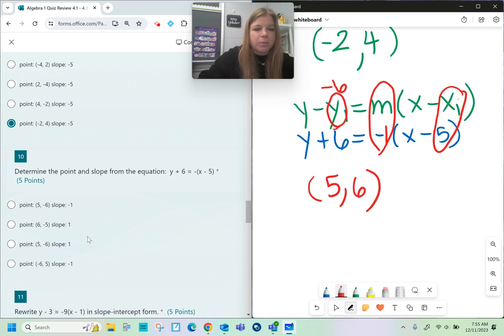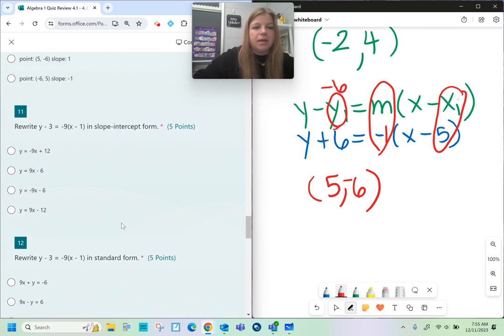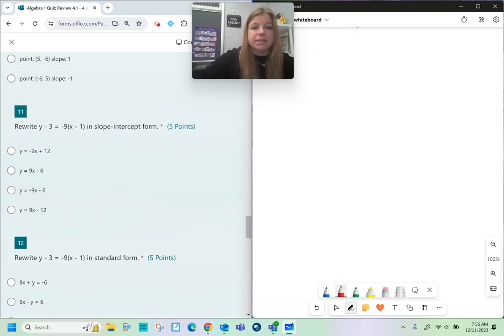So I'm looking for a slope of negative 1, and then my ordered pair, 5, negative 6. So slope of negative 1, and then 5, negative 6. Awesome. Number 11, rewrite this in slope-intercept form.